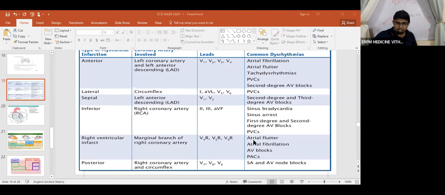I just want to give the basic introduction for this and the STEMI, ST elevation MI. Don't worry about the PVC and those things. I'll do that in the proper ECG class.